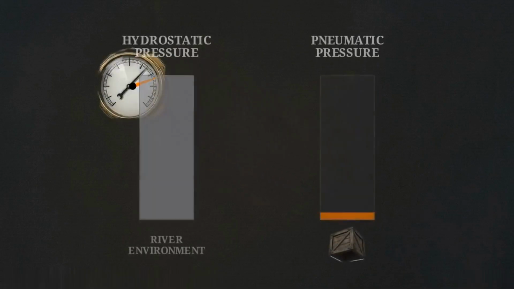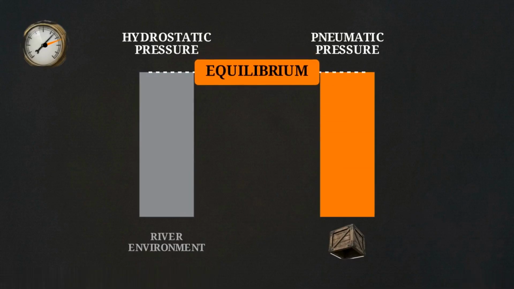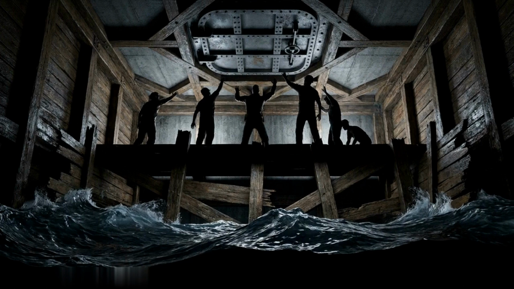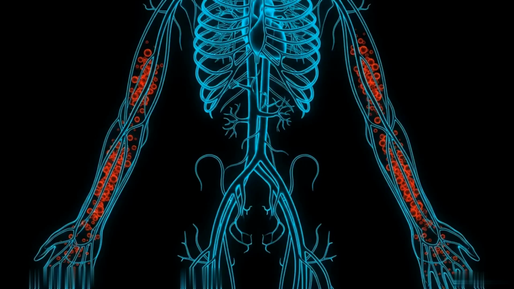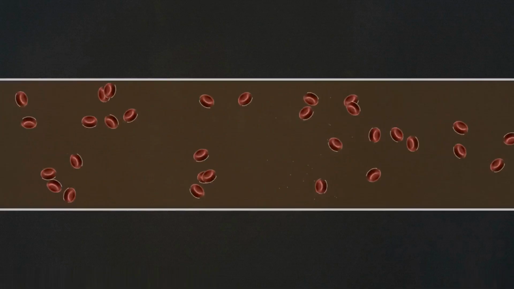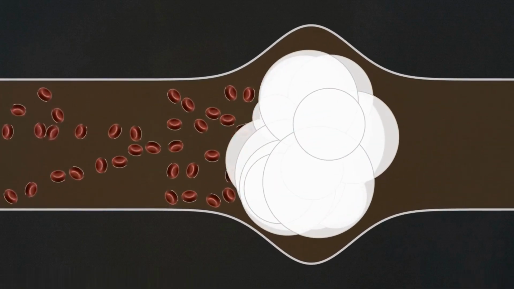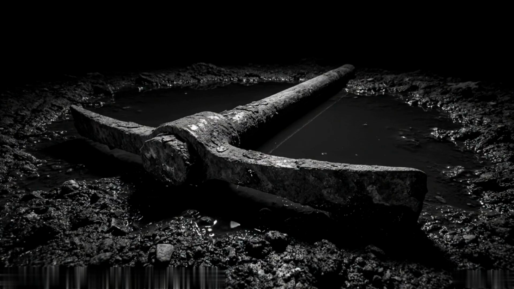The internal air pressure inside the caisson had to exactly match the external hydrostatic pressure of the river above. If the air pressure dropped, the river would instantly flood the chamber. But the human body cannot withstand rapid depressurization. Workers returning to the surface developed caisson disease, or the bends. Nitrogen bubbles formed in their blood, causing severe joint pain and paralysis. The human physiology failed long before the engineering did.